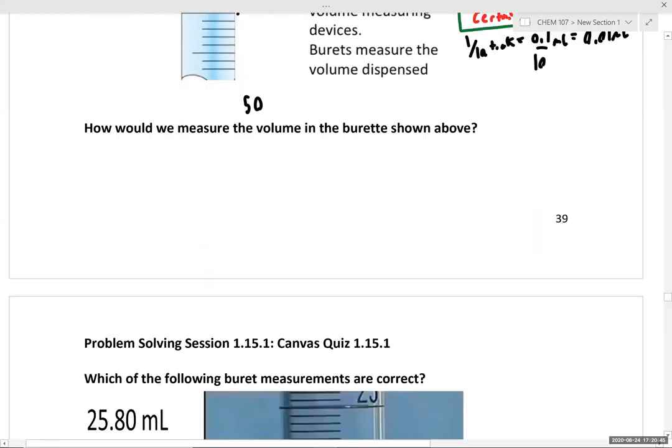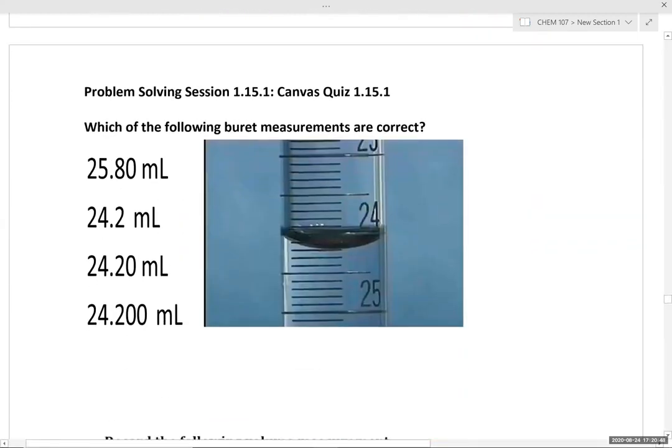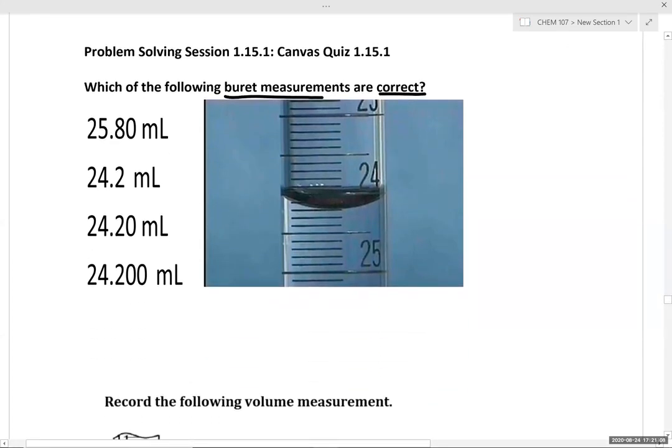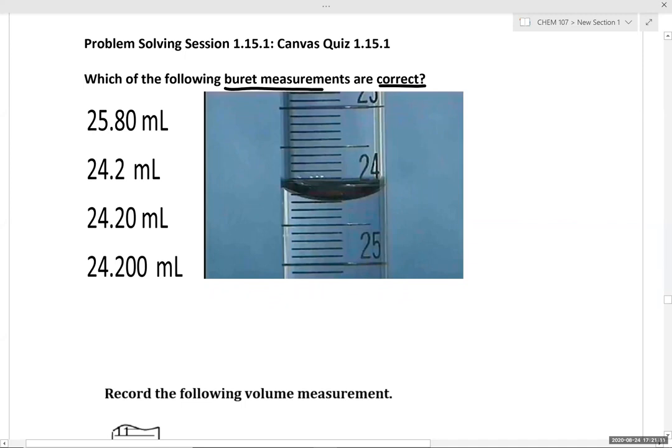So let's keep going now and let's do an example. I'd like us to take a moment and, given the following picture of a burette, I'd like you to tell me which of the following burette measurements are correct. This is found on page 40 of the Unit 1 notes. Let's take about 2 to 3 minutes and let's try to get some responses in the chat. Remember, burettes are measured from top to bottom. The top is 0, the bottom is 50.